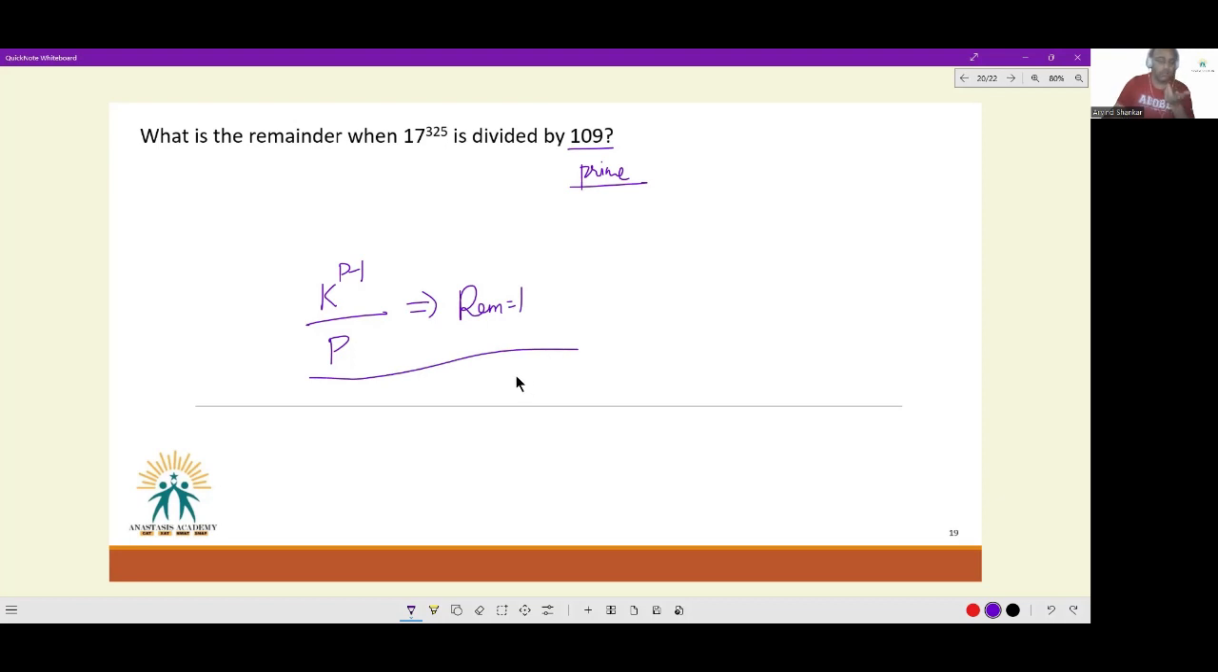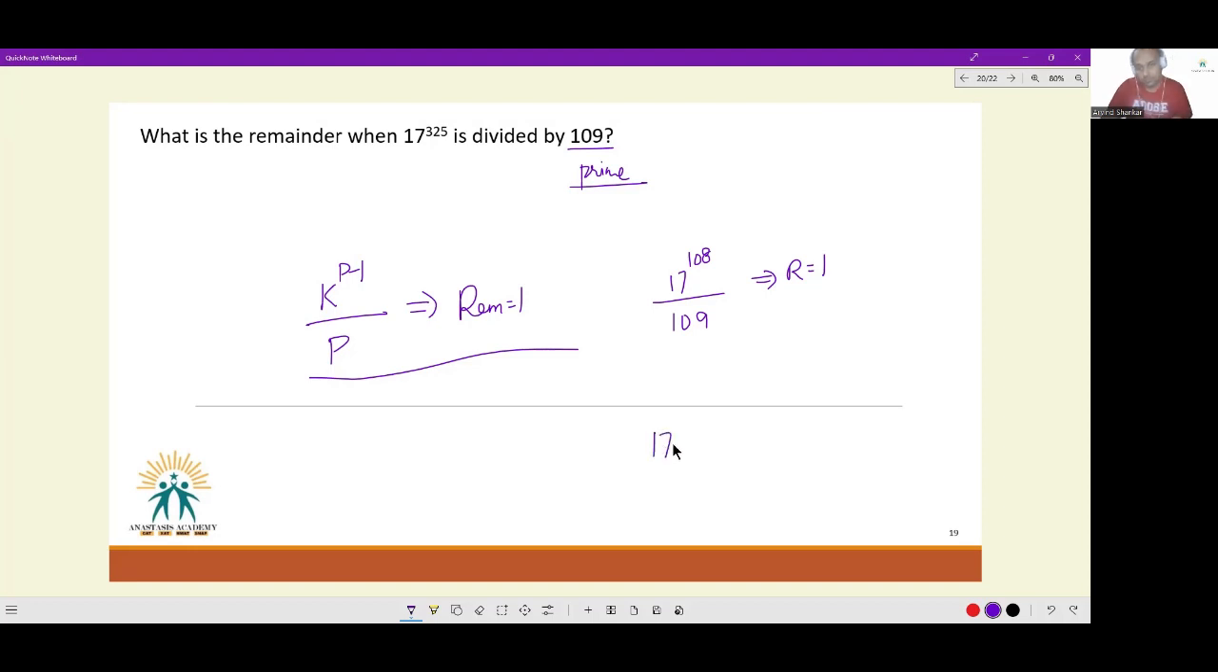This is what is known as, some people call it Fermat rule, some people call it Fermat's little theorem, some people call it some other rule, I don't know. I know this result. So, see, 17 raised to the power 108 divided by 109 will give me remainder 1. But I don't have 17 raised to the power 108. I have 17 raised to the power 325.